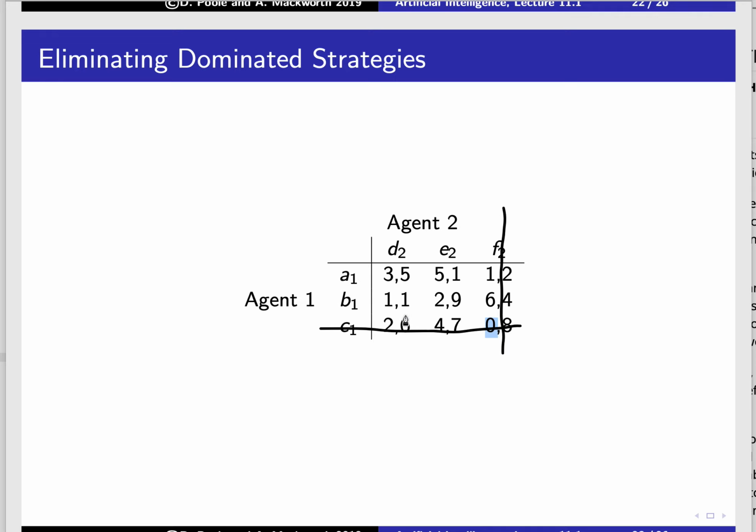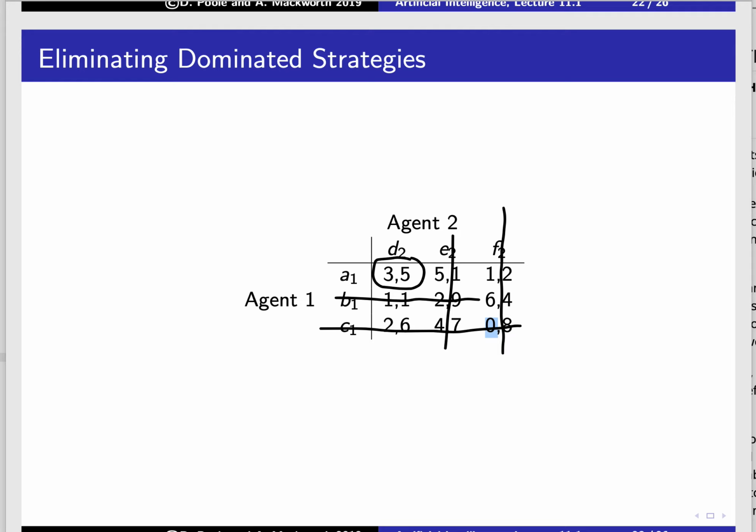And now we can do this again. Now the best action for A1 has been rejected because they can't get this 6, and we can see that B1 is also dominated by A1. Now we can look at agent 2's point of view. Their 5 is better than the 1, so they're going to reject this. And this one here turns out to be the only Nash equilibrium. So we're just going to remove actions that are dominated by something else, even if they're dominated by a randomized strategy, as F2 is dominated by a randomized strategy.